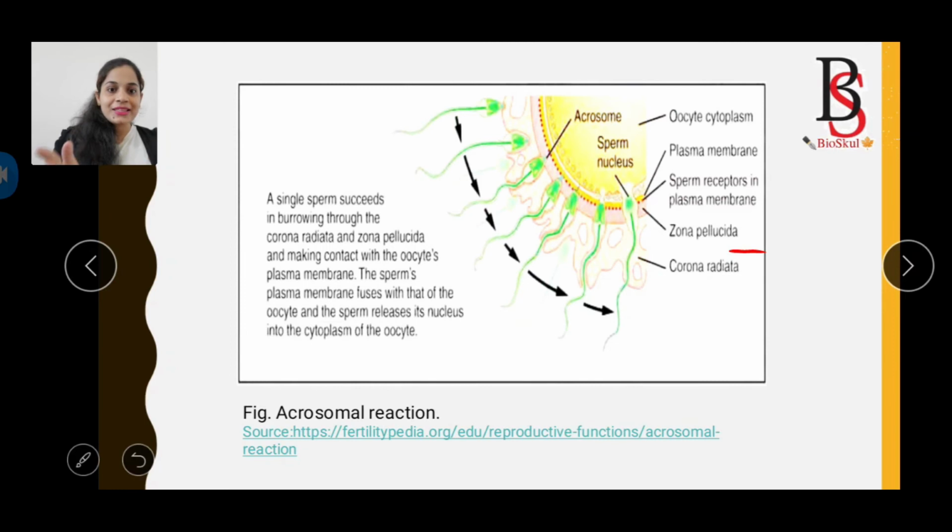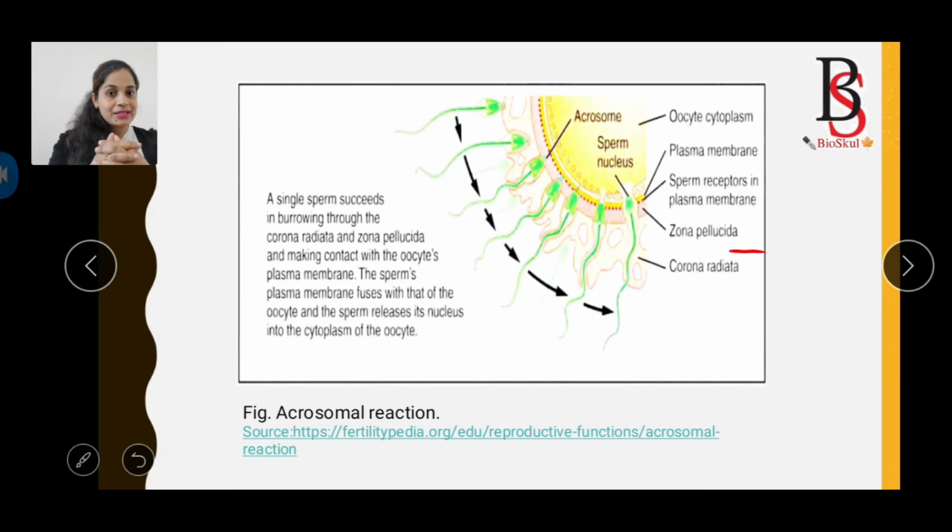So here is the diagram that describes the acrosomal reaction. Only one sperm is able to cross through the corona radiata and reach the zona pellucida. After reaching the zona pellucida, GalT, that is the galactosyl transferase of sperm, binds to the N-acetyl glucosamine of ZP3. After binding of GalT to ZP3, that leads to influx of calcium ions, and calcium ions cause the fusion of the sperm plasma membrane with the adjacent acrosomal membrane, and that leads to the exocytosis of the acrosome. It will release the enzymes.